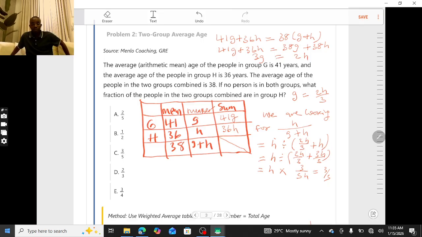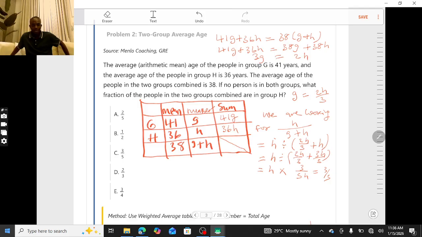That brings us back to the things we said before. First, the thing needs to be a mixture. And a mixture is simply combining components with different averages. One of the averages here is 41, the other average is 36. And the average combined together is 38.